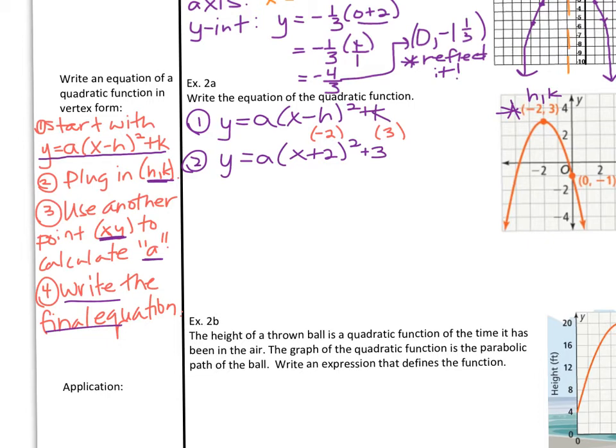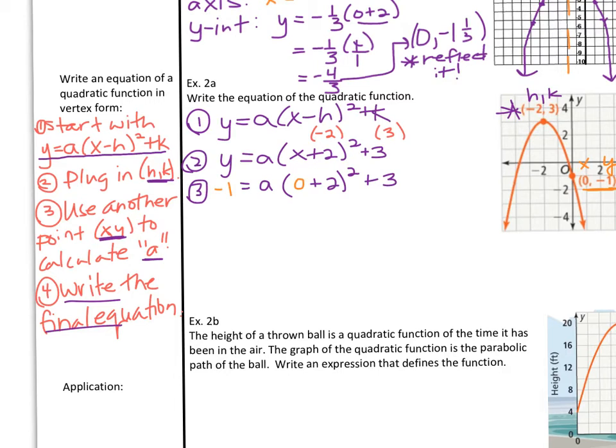Step 3, use another point on the graph or given information to calculate the a value. If we look at our picture, I notice that we have an ordered pair for the y-intercept. I'm going to substitute in 0 for x and -1 for y. That means -1 goes on the left and 0 goes on the right. If we keep everything else as is, a is the only variable left in the equation.